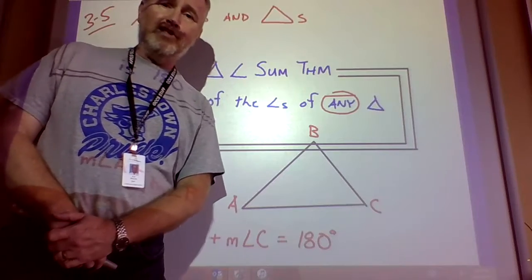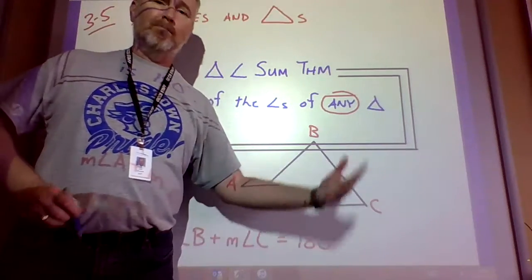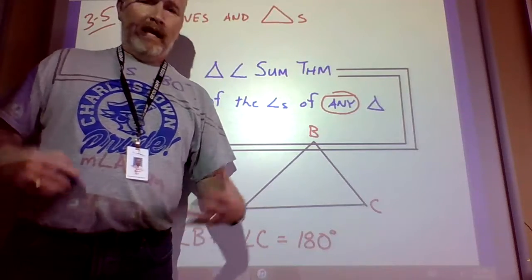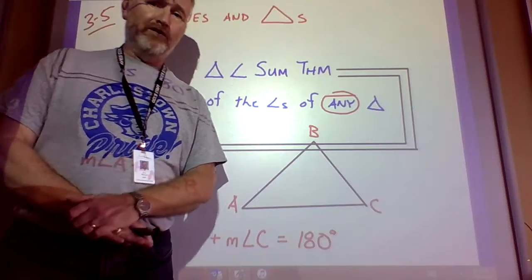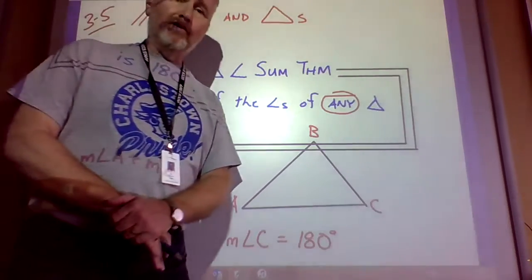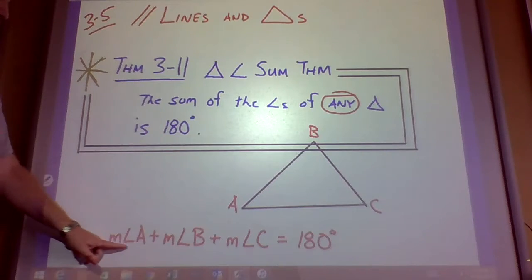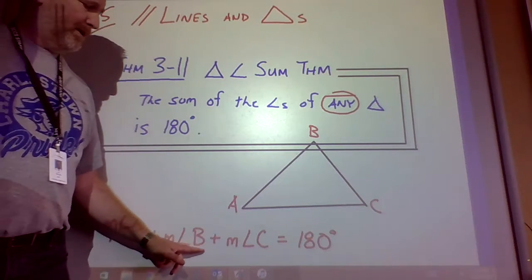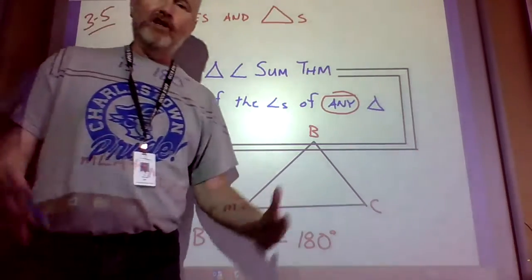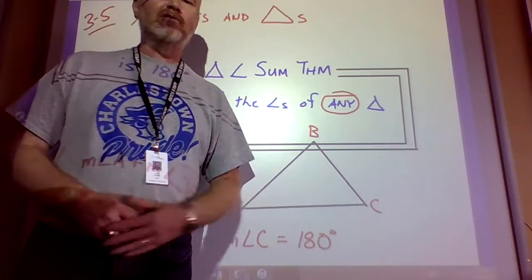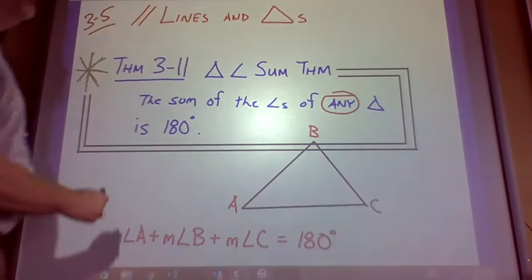Is that just true in this chapter, Mr. Megan? No, it's true forever. Matter of fact, if you traveled to Japan or Europe or somewhere, their triangles, the angles add up to 180. I promise you, this is kind of a universal truth. All right, and here it is written out for you. The measure of angle A plus the measure of angle B plus the measure of angle C always adds up to 180. Whether it's an acute triangle, an obtuse triangle, a right triangle, it doesn't matter. 180. All right, moving on.